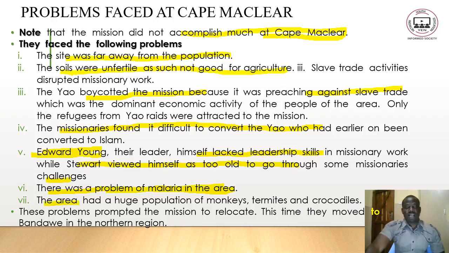And again, the other problem was that the area had a huge population of monkeys, termites, and crocodiles. Therefore, their things were destroyed. Their properties and the like were destroyed by monkeys, termites, as well as crocodiles. So these problems prompted the mission to relocate. Hence, this time, they moved to Bandawe, that is in the northern region. So they moved from there to Bandawe in the northern region.